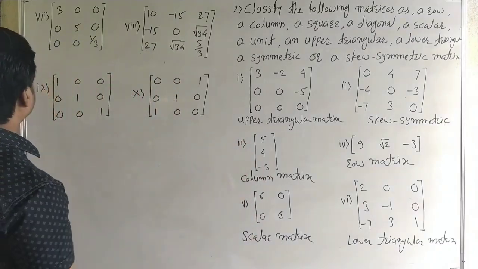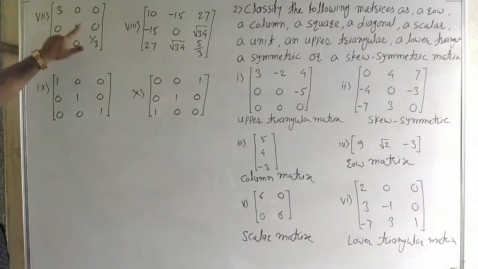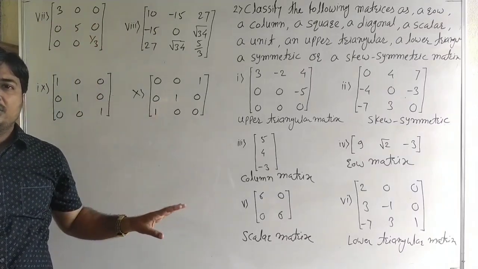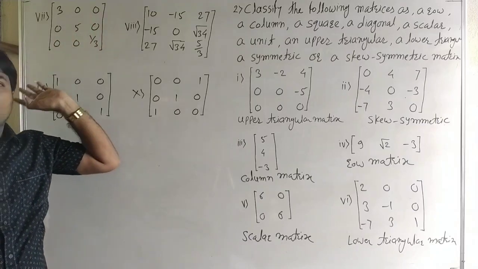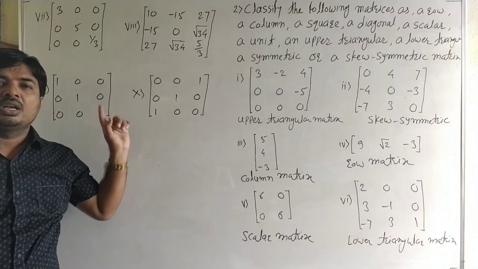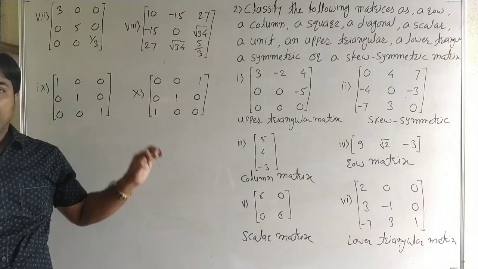Now in this example, see carefully. Here this is the diagonal and all non-diagonal elements are 0. All non-diagonal elements are 0 in the square matrix. The order of this matrix is 3 by 3. In a square matrix, if all non-diagonal elements are 0, then it is called a diagonal matrix.